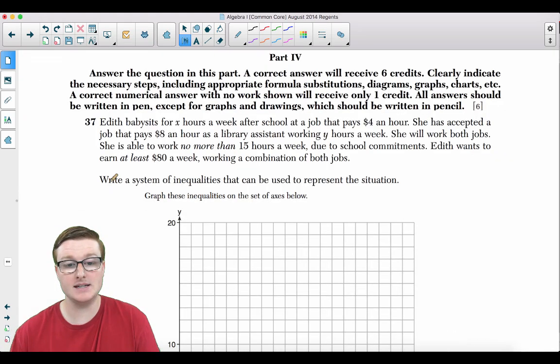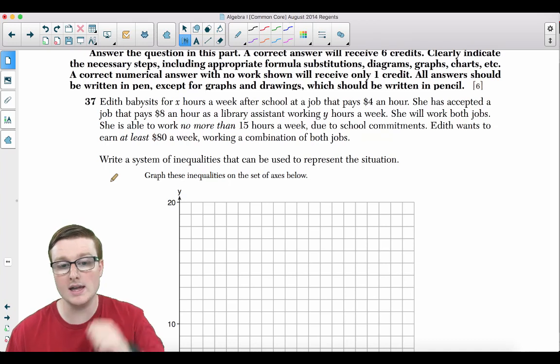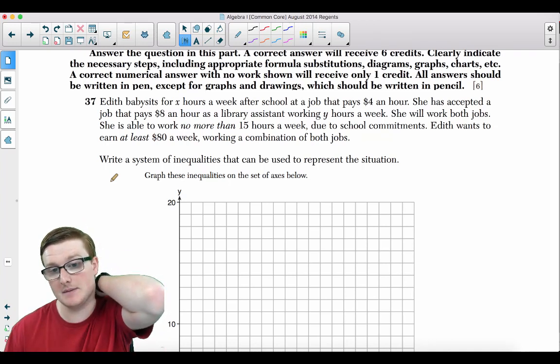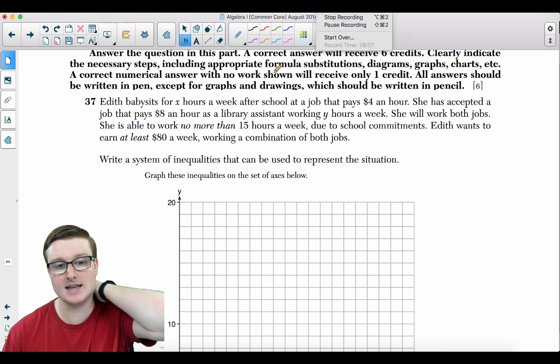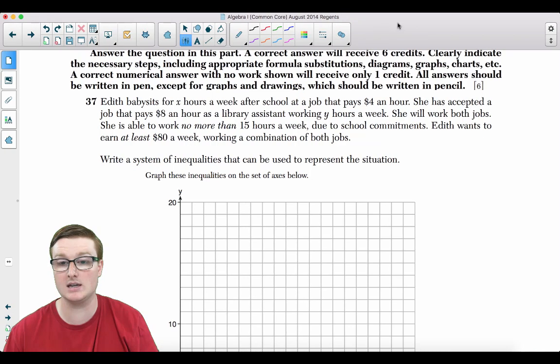Edith babysits for X hours a week after school at a job that pays $4 an hour. She accepted a job that pays $8 an hour as a library assistant working Y hours a week. She will work both jobs.